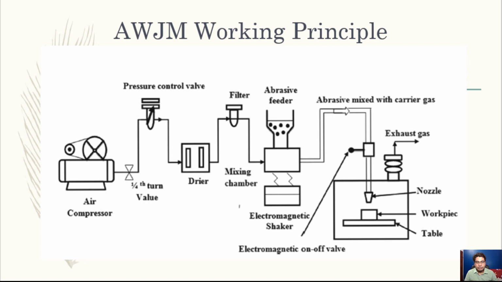Now the working principle of the process. Abrasive water jet machining is an extended version of water jet machining, as we have talked about, where abrasive particles such as aluminium oxide, silicon carbide or garnet are contained within the water jet with the purpose of raising the rate of material removal beyond that of water jet machining.